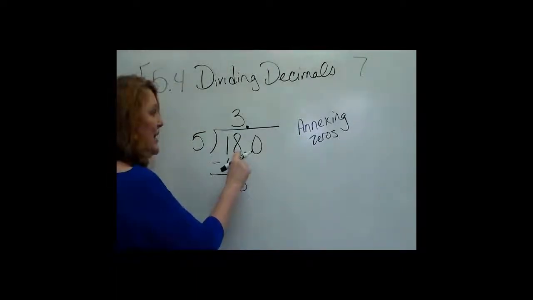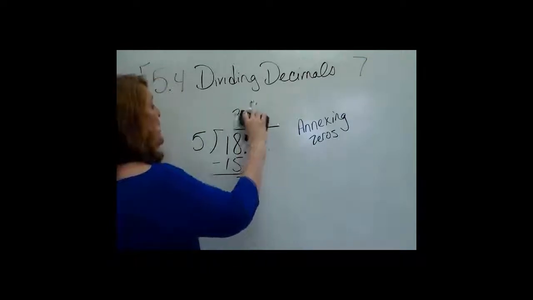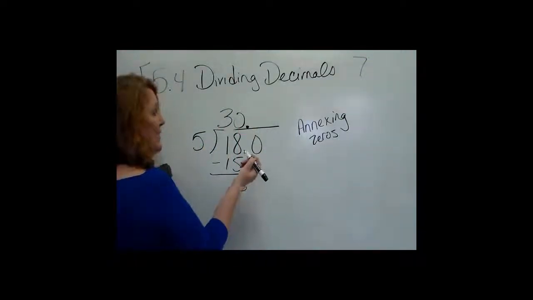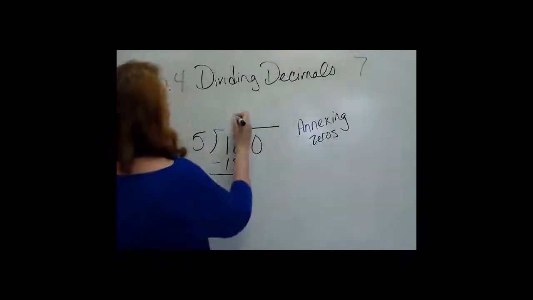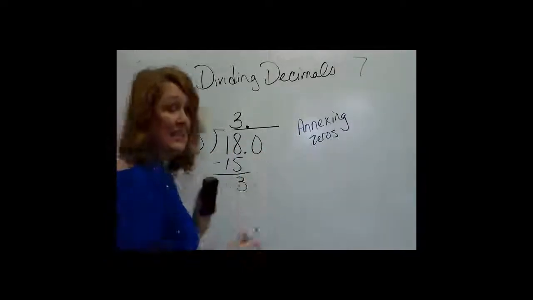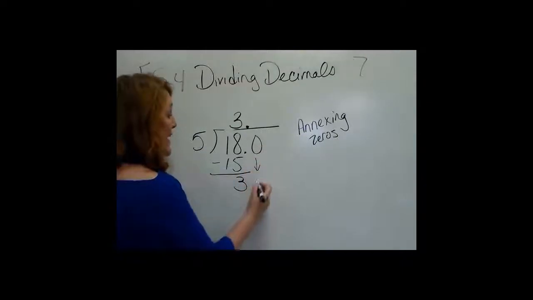8 is the last digit I use. That 3 is to go right above the 8. If we just throw this 3 up here anywhere, we might end up with an extra placeholder. We need to make sure that our columns are exactly where they need to go. Now, if I annex this 0 here, then I'm going to bring it down next.